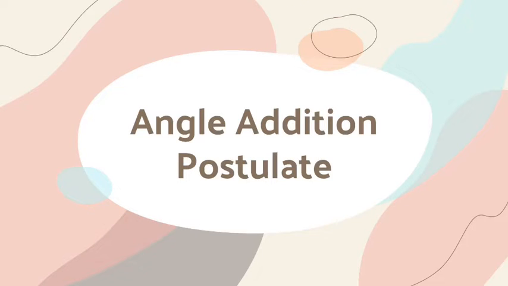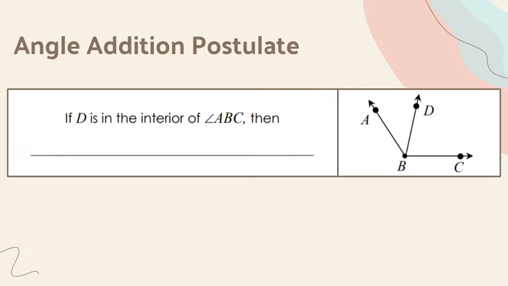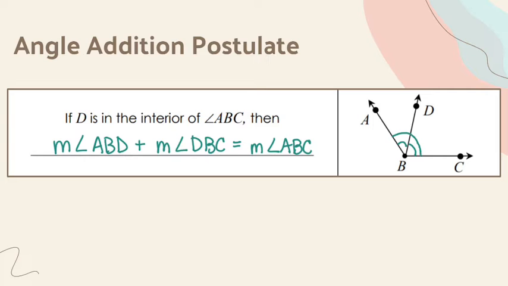Today's video is going to be about the angle addition postulate. The angle addition postulate just says that if D is in the interior of angle ABC, so if D is inside of this angle, then the measure of angle ABD plus the measure of angle DBC equals the measure of angle ABC. So it is saying the measure of this angle plus the measure of this angle equals the measure of the whole angle.